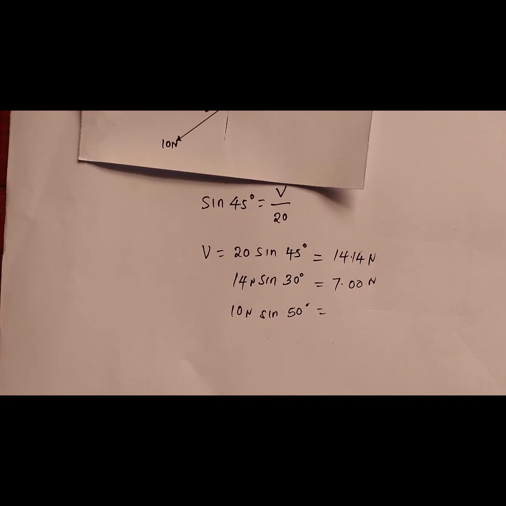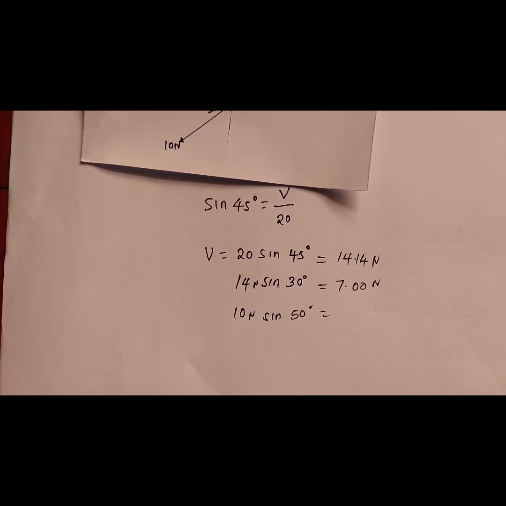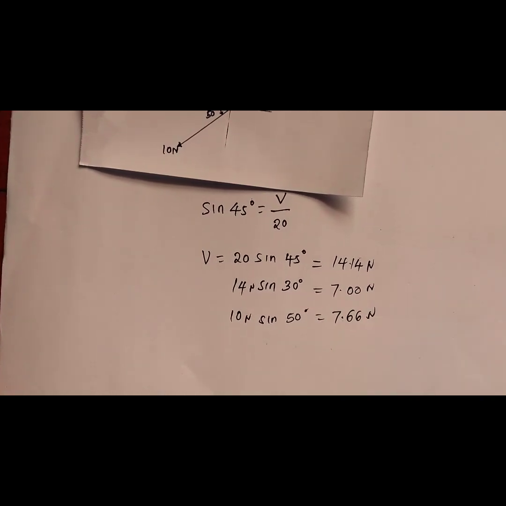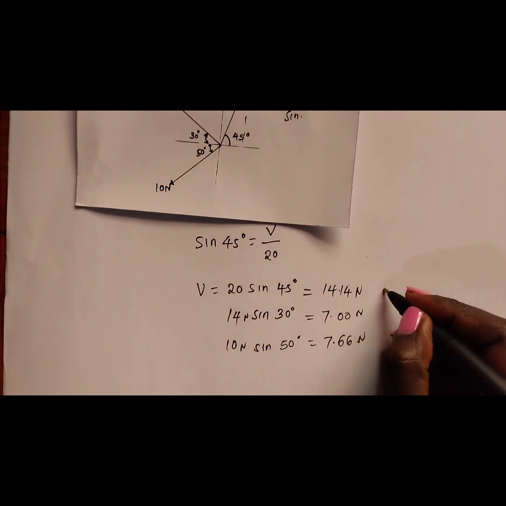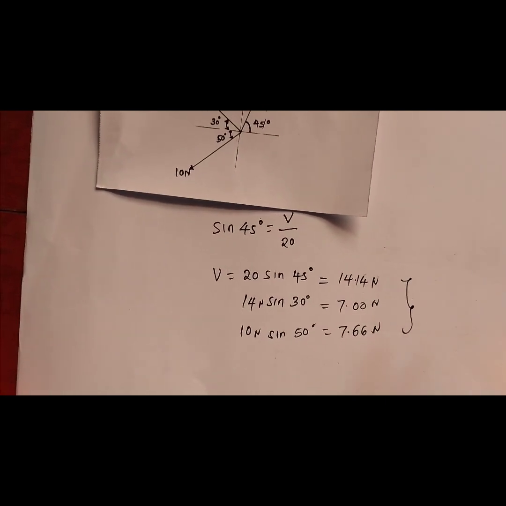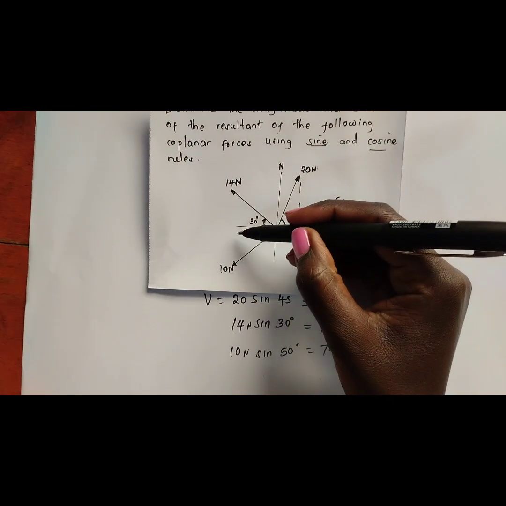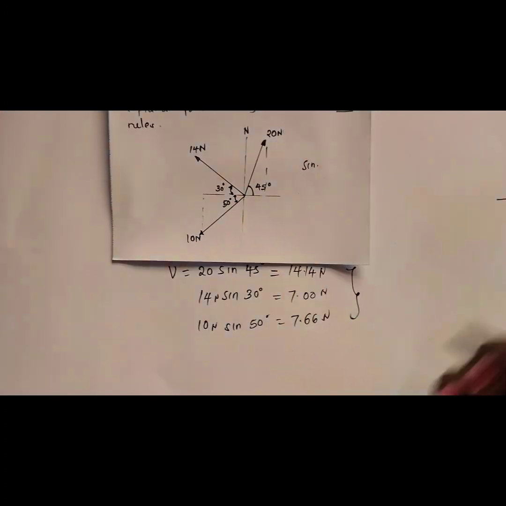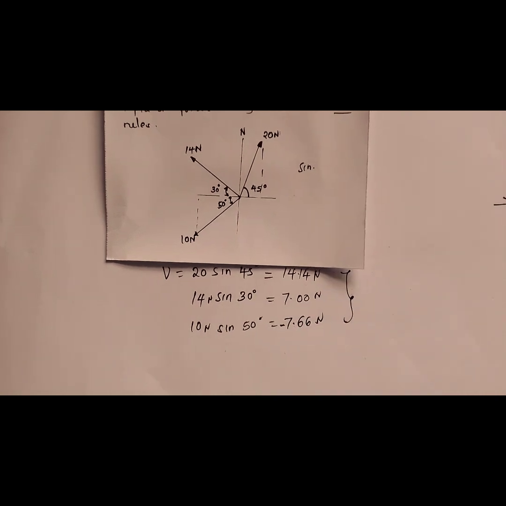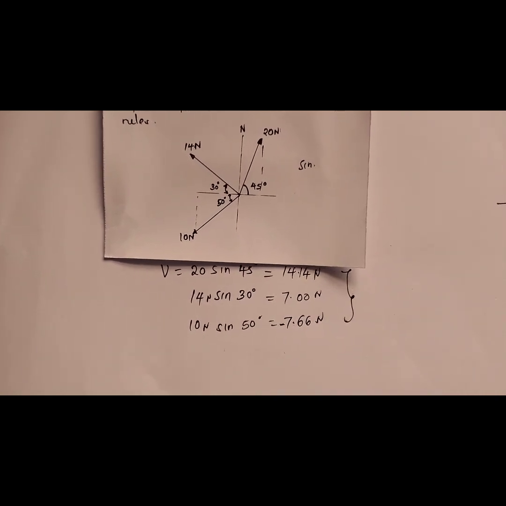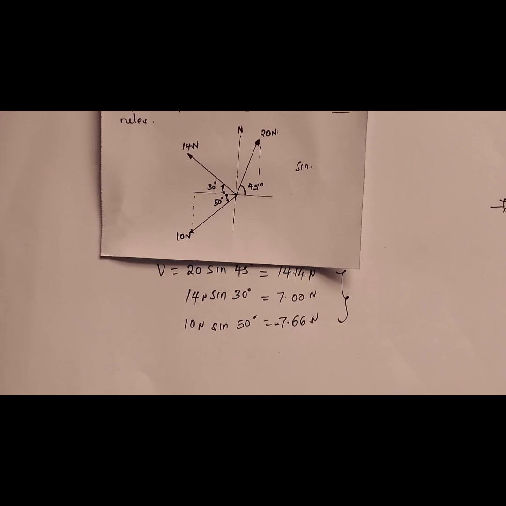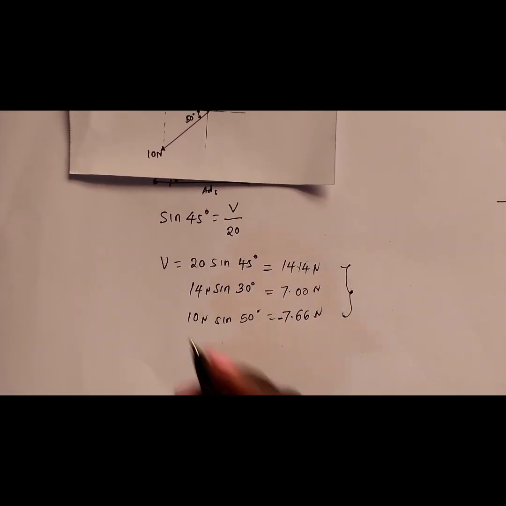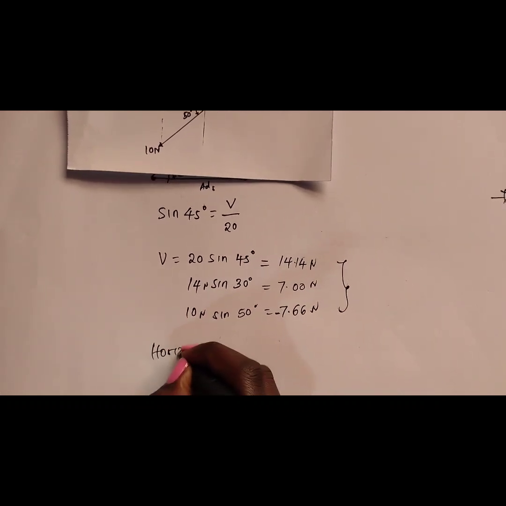10 sine 50 degrees, I hope you're having 7.66 newtons. So all these are the vertical components of both the forces. Now you consider in the 10 Newton force, remember it's acting downwards, so this one would be negative. It would be a negative 7.66.